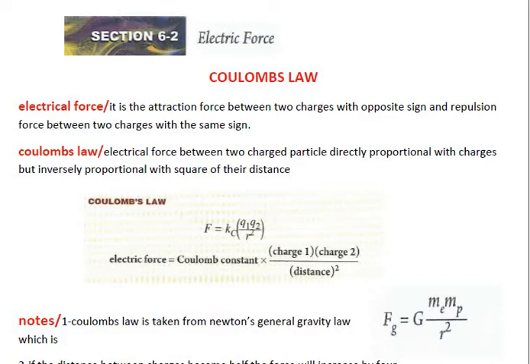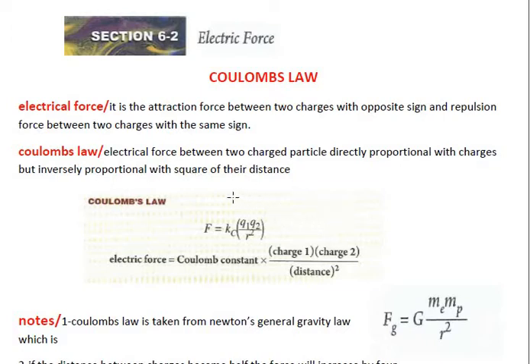So, according to Coulomb, if you have two charges of opposite sign, they will attract each other, for example positive and negative. But if you have two charges with the same sign, positive and positive or negative and negative, they will repel each other. In general, Coulomb's law says the electrical force between two charged particles is directly proportional to the charge but inversely proportional to the square of the distance.